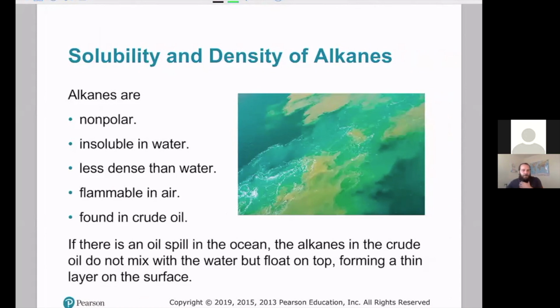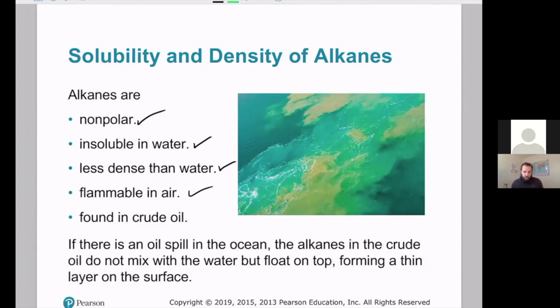Just some other properties about alkanes. We actually talked about this when we were talking about organic chemistry in general, but they are nonpolar. Because they are nonpolar, they are insoluble in water, and they're also less dense than water. What that means is that they'll actually float on top of the water. And as we said, they're flammable, meaning they undergo that combustion type of equation.